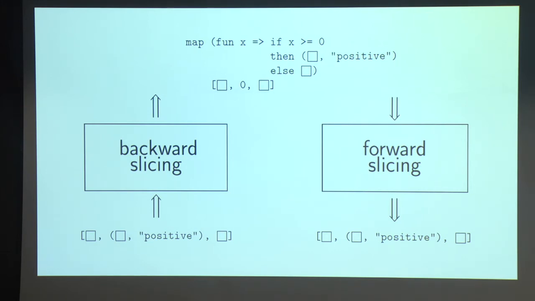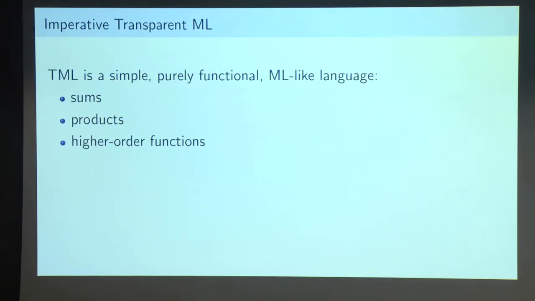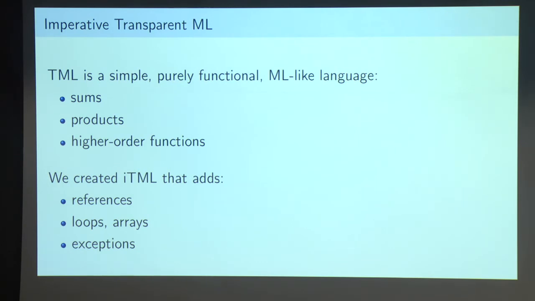This is not a new idea. This has already been shown in the literature. There is not too much about slicing in the functional programming setting, but there's an ICFP 2012 paper called Functional Programs that Explain Their Work, and that paper introduced a language called TML, that is Transparent ML, which was a simple, purely functional programming language with all the most important features of purely functional languages, namely sum and product data types, and most importantly, higher-order functions. In the work I'm presenting today, we have taken TML and extended it to become ITML, that is Imperative Transparent ML, by adding references, loops and arrays, which once you have references are just simple extensions that piggyback on the implementation of references, and we've added exceptions.